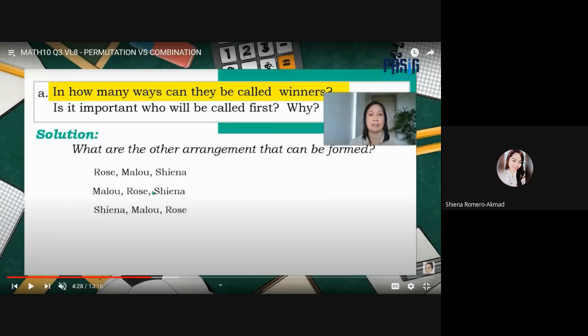Rose, Sheena. O, tapos? Okay. O, yung isa naman. Wait, yung isa mong kaklase may sumagot kanina. Sino? Sheena, Rose, Malu po. Okay. Yung kanina, Rose, Sheena, Malu. Tapos yung ngayon, Sheena, Rose, Malu. Okay?